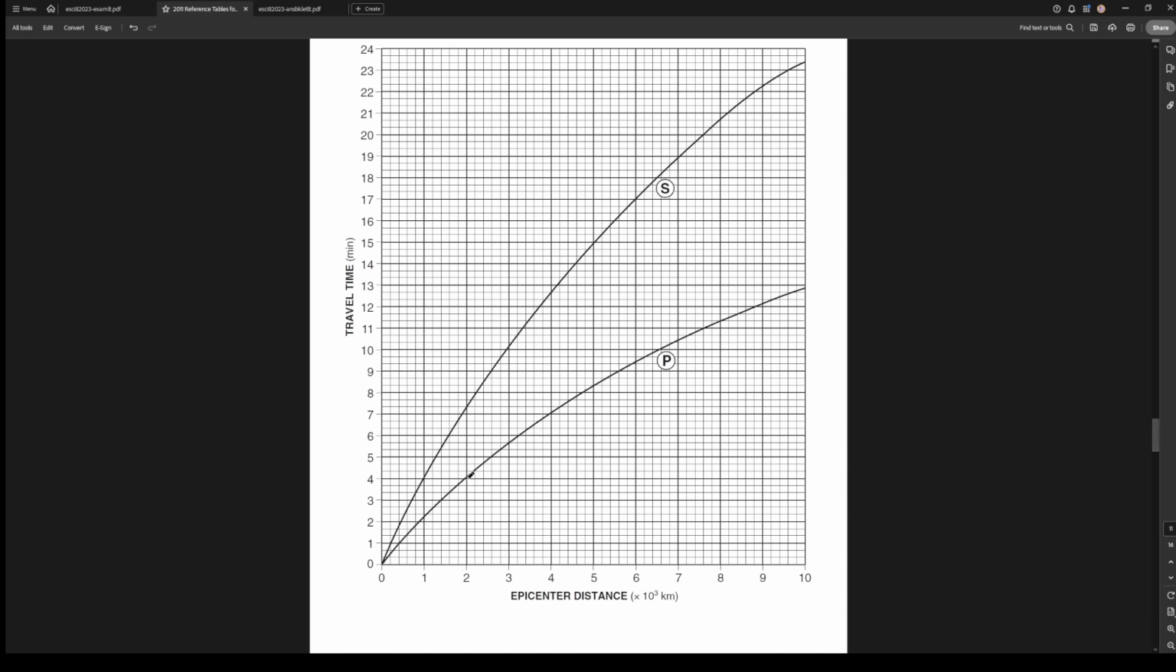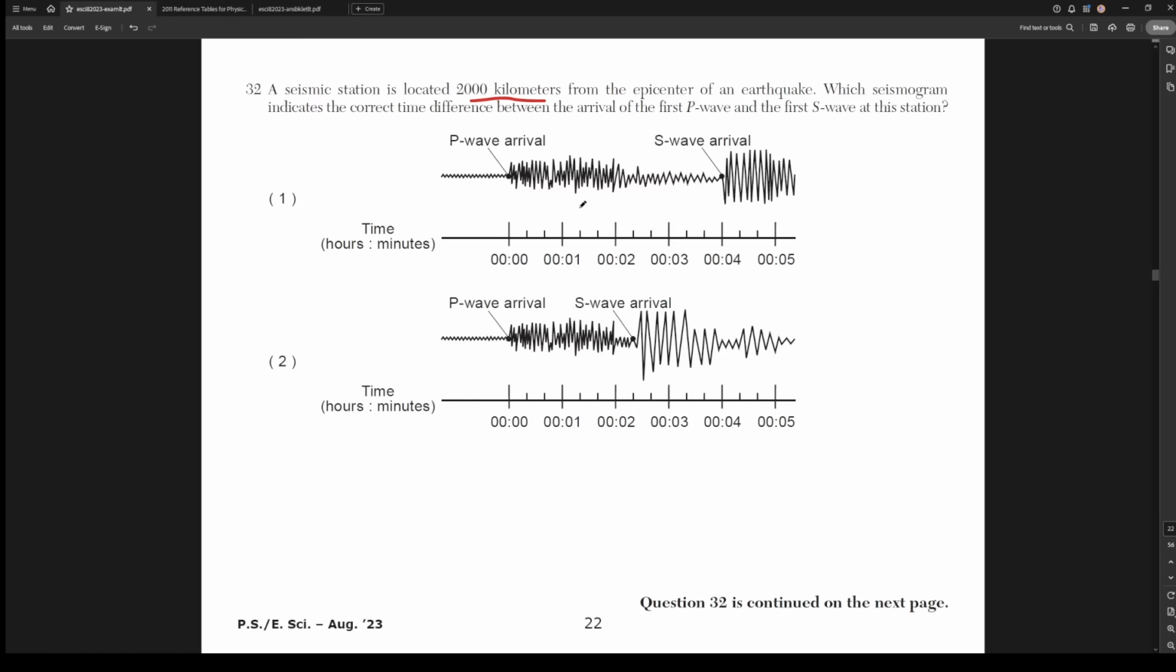2,000 kilometers. So it's like here, 4 minutes about, and then 7:20. So let's see. P wave about 4 minutes 7, and then 7:20. So that's going to be about a 3 minute and 20-second difference. Can that help us anywhere?